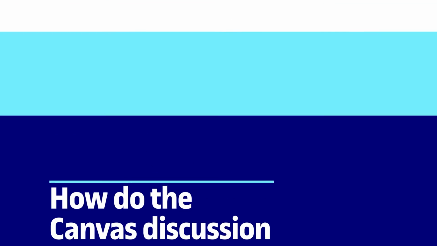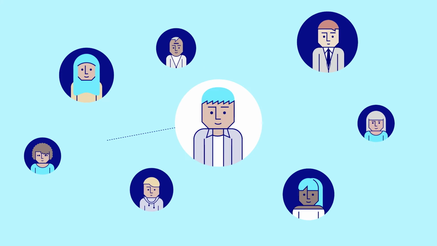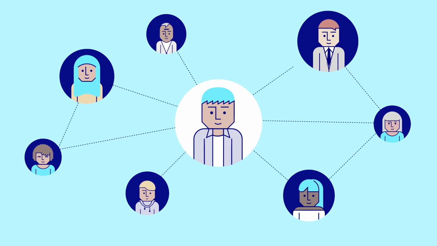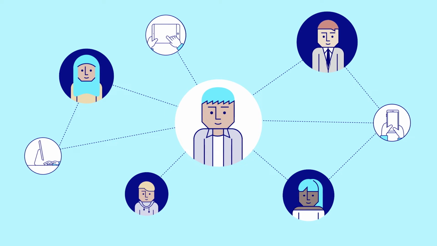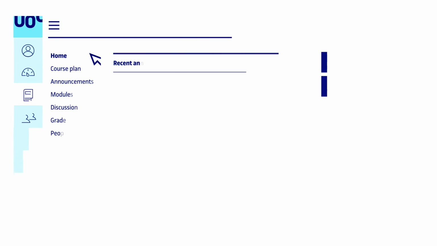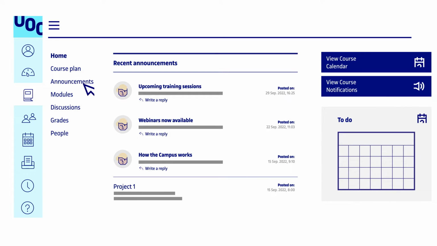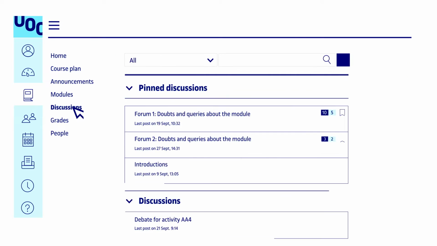The UOC learning methodology is interactive and encourages collaboration, and for this reason it is very important to understand how the forums work in Canvas classrooms. Let's take a look. Each course has its own discussion forums, where you can share your thoughts with other students and the teaching staff. You can find them in the left-hand menu.